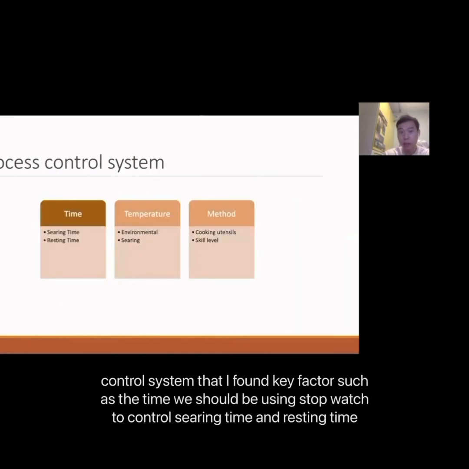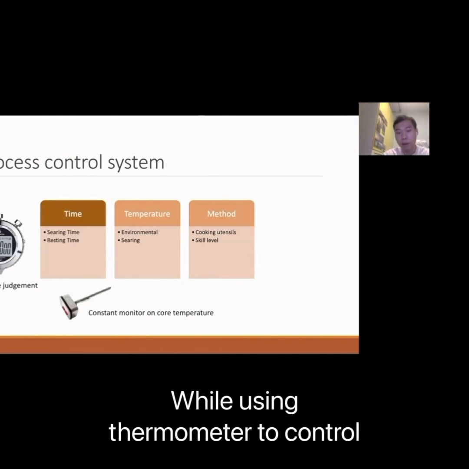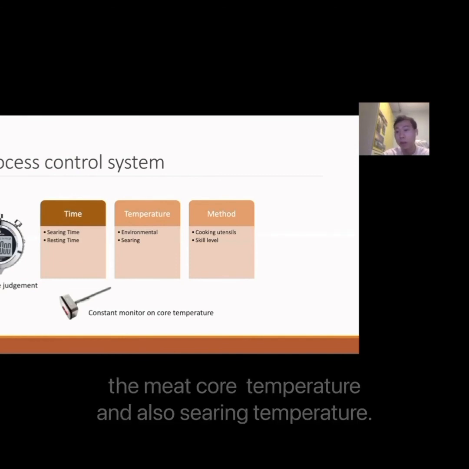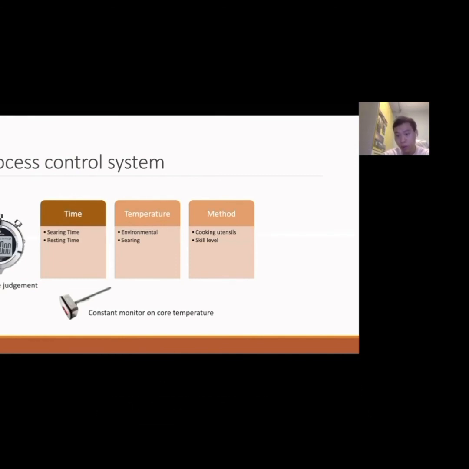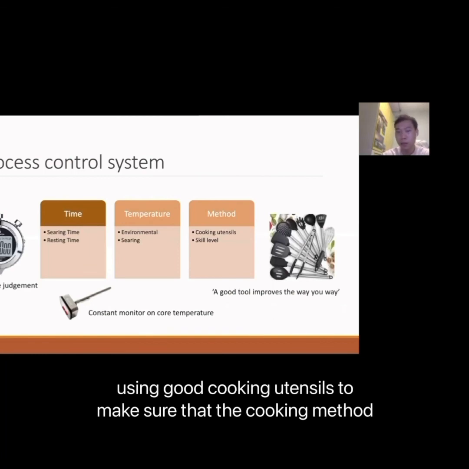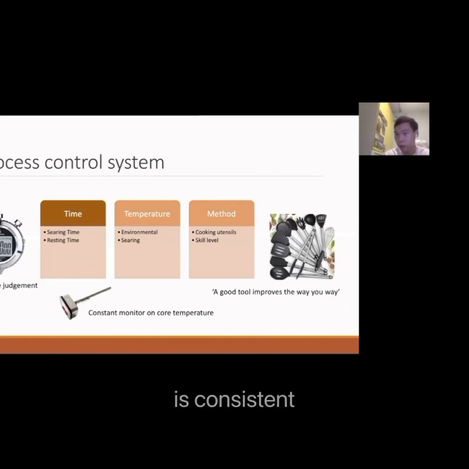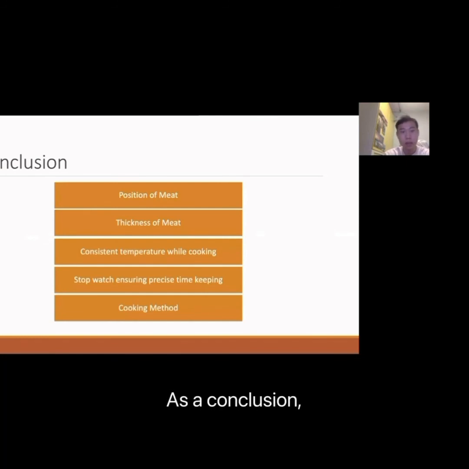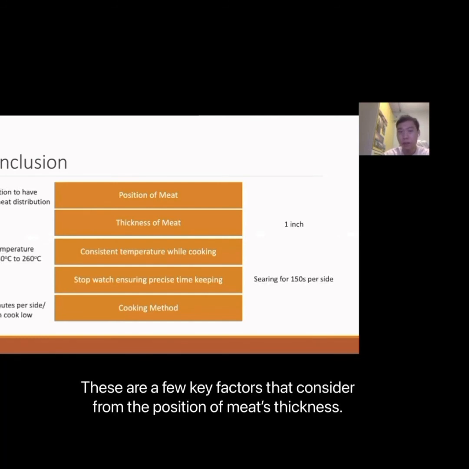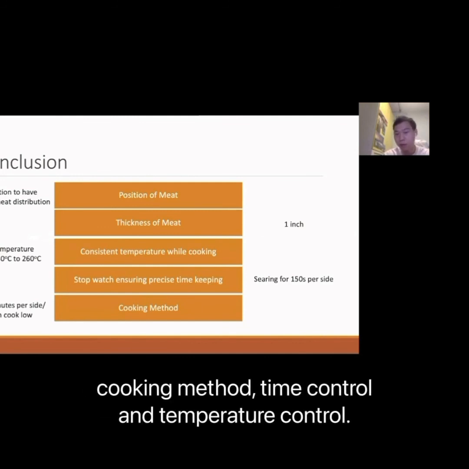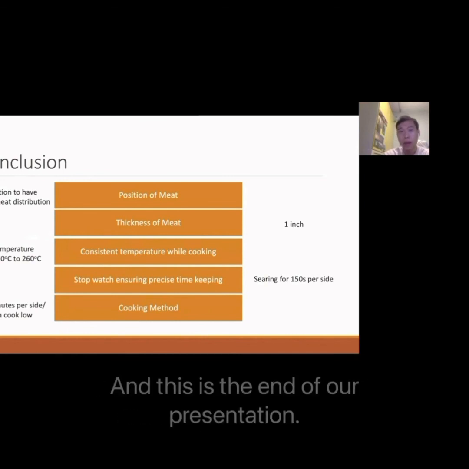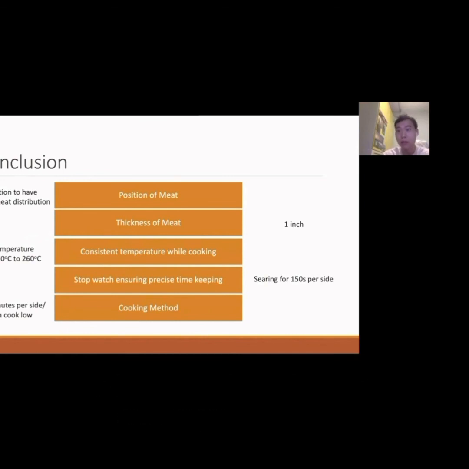Throughout the process control system, there are 3 key factors. Time should be controlled using a stopwatch for searing time and resting time, while a thermometer is used to control the meat core temperature and also searing temperature. Using good cooking utensils makes sure that the cooking method is very consistent. As a conclusion, there are a few key factors to consider: the position of the meat, thickness, cooking method, time control, and temperature control. And this is the end of our 6 segment presentation. Thank you very much for your time.